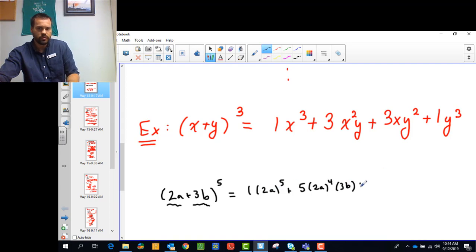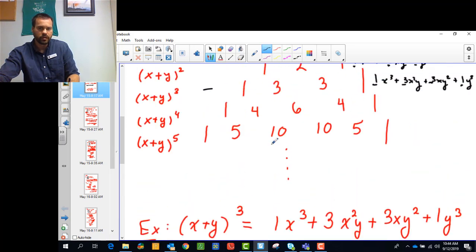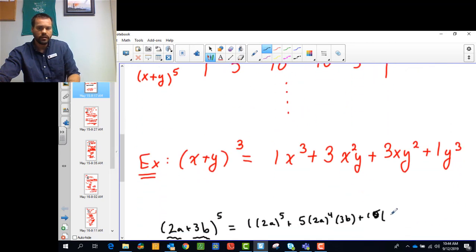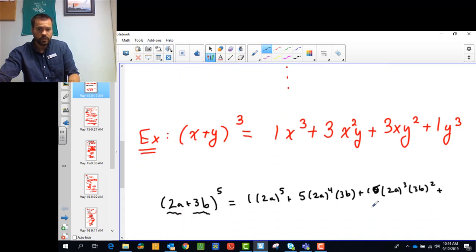Then the next term is 5, that's the coefficient. Sorry, no, it's not, it's 10. Look back up here, 1, 5, 10. And then it's 2a cubed and 3b squared. And then the next term is also 10, it's 2a squared and 3b cubed. Then we have 5 on the 2a, it's going down by 1 again, and 3b to the 4th.